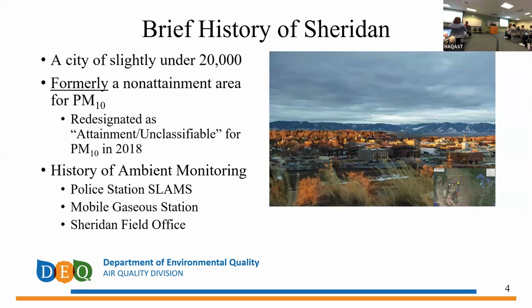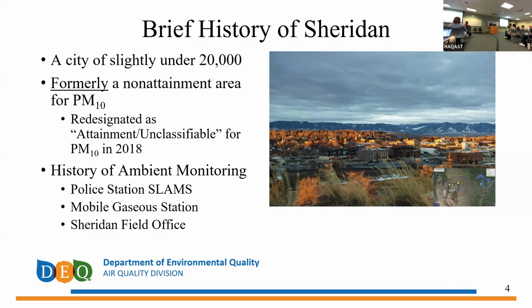So Sheridan, Wyoming is in the north central part of the state. It's about 20,000 people. It's becoming a nice place to live, work, and play. It's nestled near the Bighorn Mountain Range. This area used to be a non-attainment area for PM10, and this is one of the Air Quality Division's success stories. We were redesignated as attainment unclassifiable years ago.